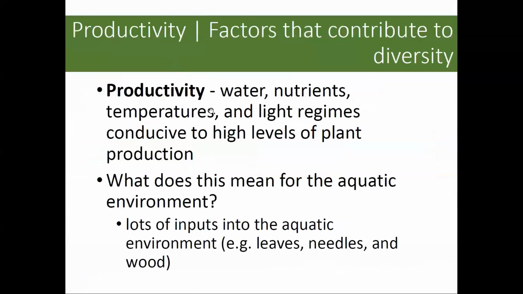From a productivity perspective, what we're talking about is water, nutrients, and the type of light regime. I didn't want to include this slide, but I did. Riparian ecosystems are not only areas with a really high soil moisture regime or nutrient regime, but they're also productive in that they have lots of inputs into the aquatic environment. Leaves, needles, and wood all contribute to the productivity of the stream itself.